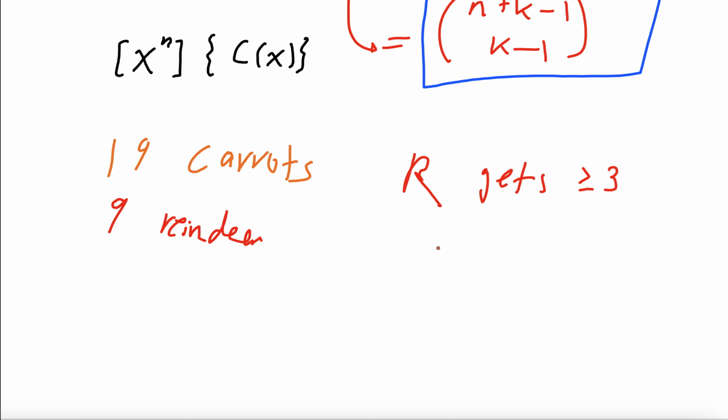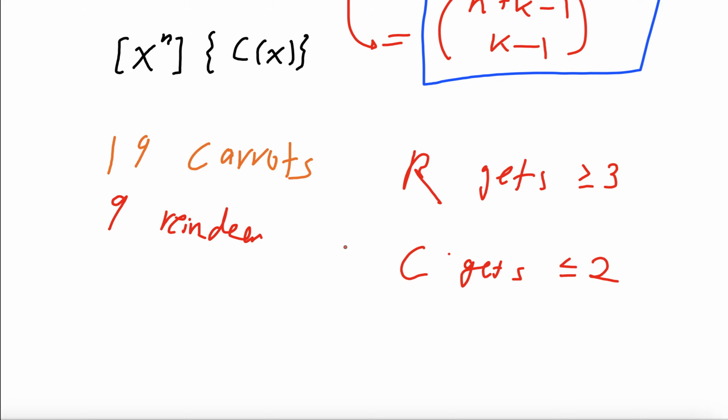Comet, on the other hand, it turns out that Comet cannot get more than 2 carrots, or else he starts feeling sick. So C gets less than or equal to 2 carrots. All right? All the other 7 reindeer get the same treatment, essentially. They don't have any issues or special priority. So then, in this situation, how many total ways are there to distribute the carrots?